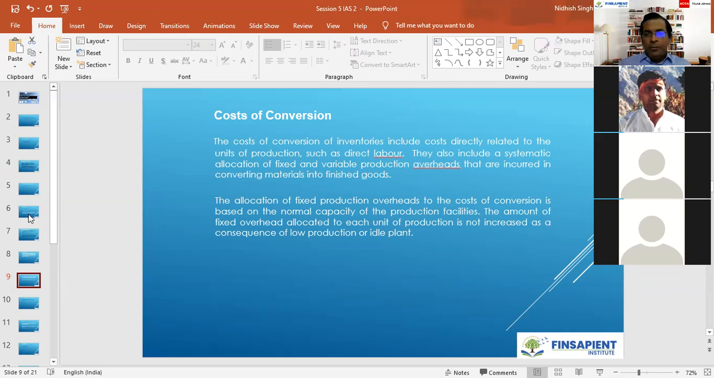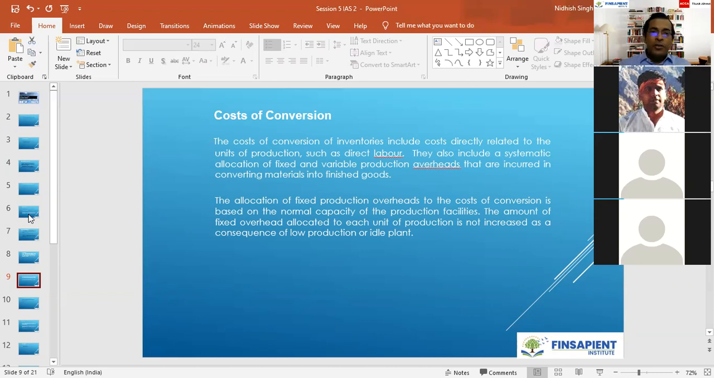So this is the term that is used in the objective, but it is confusing because conversion seems like something else. But it is really that when you buy the raw material, the processing of that raw material to make the final good ready to sell, that is the cost of conversion.